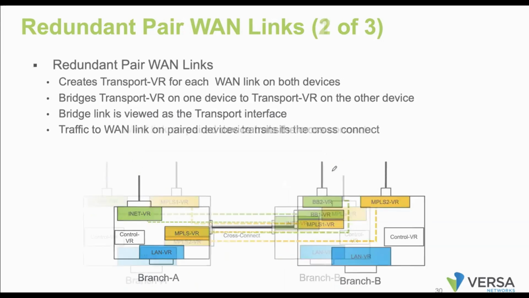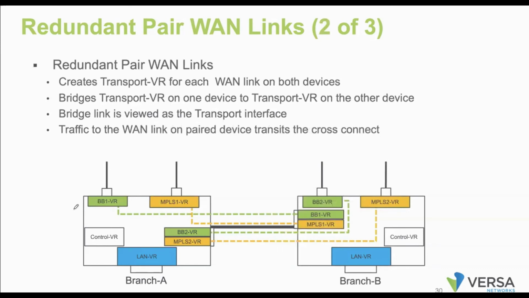So if I have multiple transports, for example, branch A is having broadband 1 and MPLS 1, and branch B is having broadband 2 and MPLS 2. What is going to happen on branch A if I have a cross connect? Even these two circuits also come into branch A, and even these two circuits also come into branch B. On branch A, you have a total of 4 WAN transports. On branch B, you have a total of 4 WAN transports. Across these 4 WAN transports, the traffic can be load balanced.